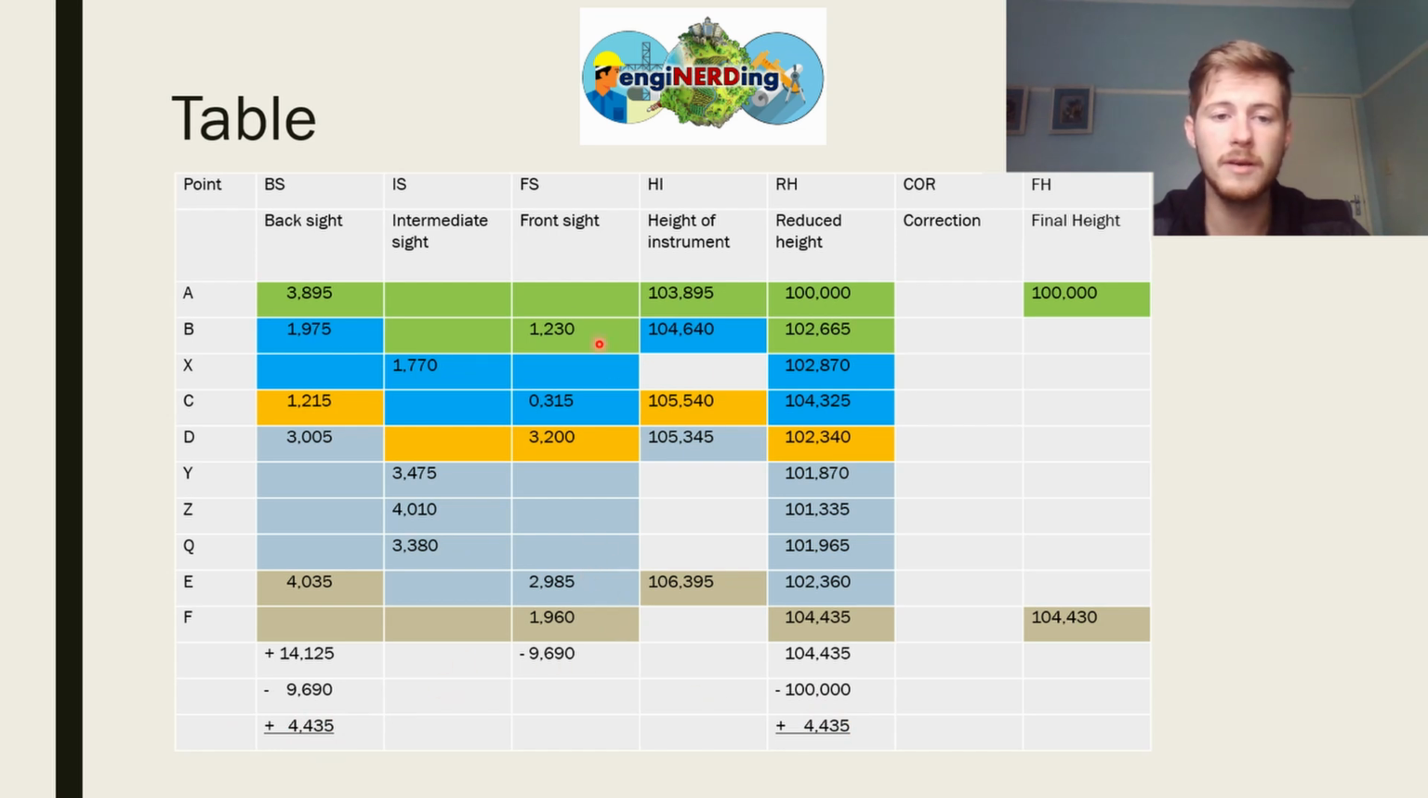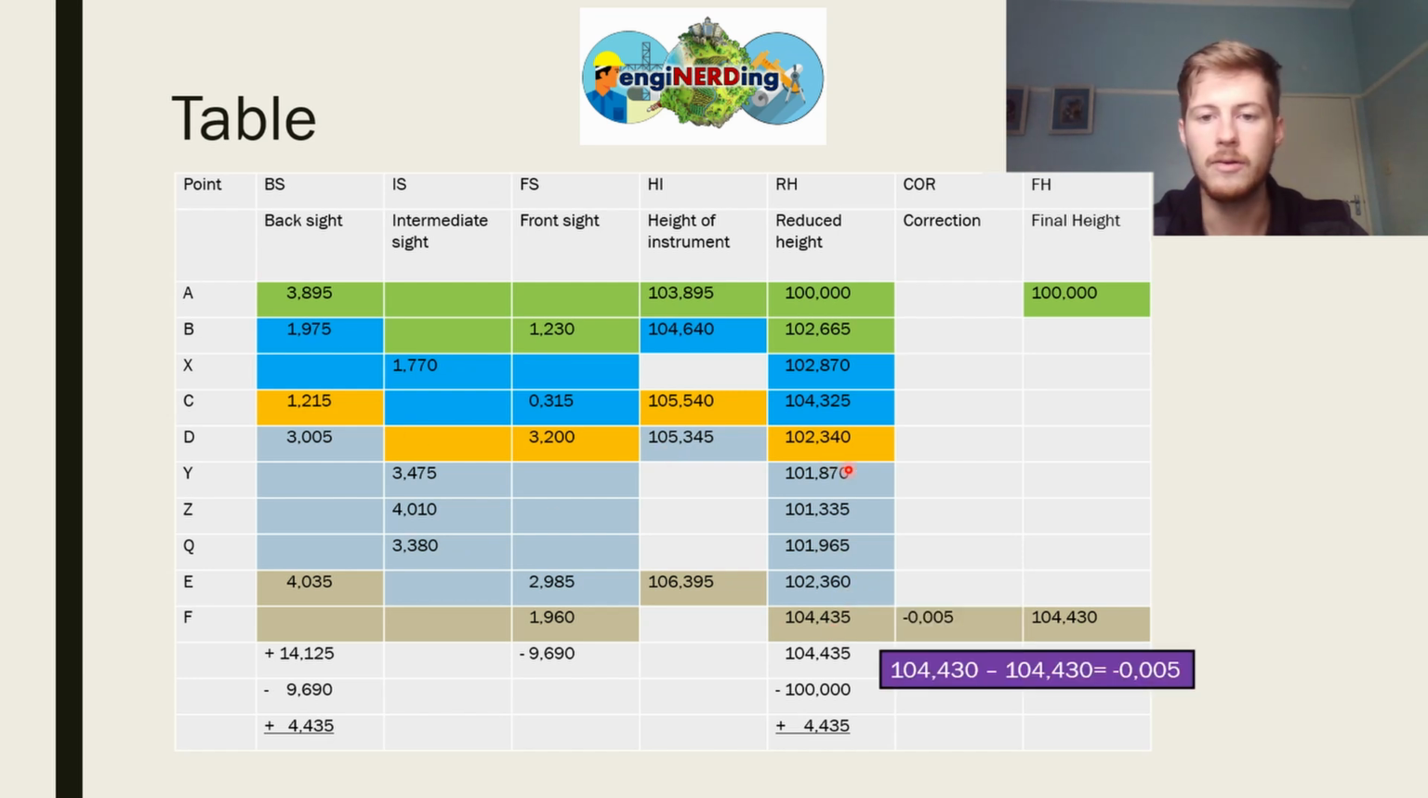However, please remember, if you wrote down one of your readings wrong, you can still do all the calculations correctly, but your answers might not be right because one of your readings is wrong. Alright, so as I said, we now have to calculate the corrections. There's human error, error of the machine, anything that went wrong through the survey, we have to calculate that error. So we're going to say our final height that we know from this benchmark minus the one we calculated, and we get negative 0.005.